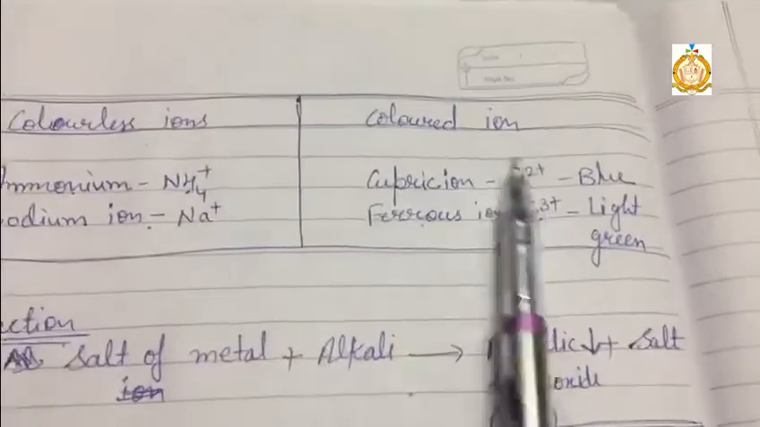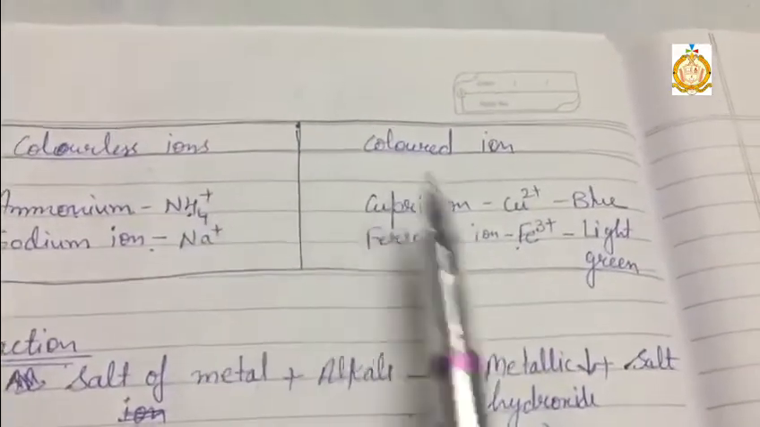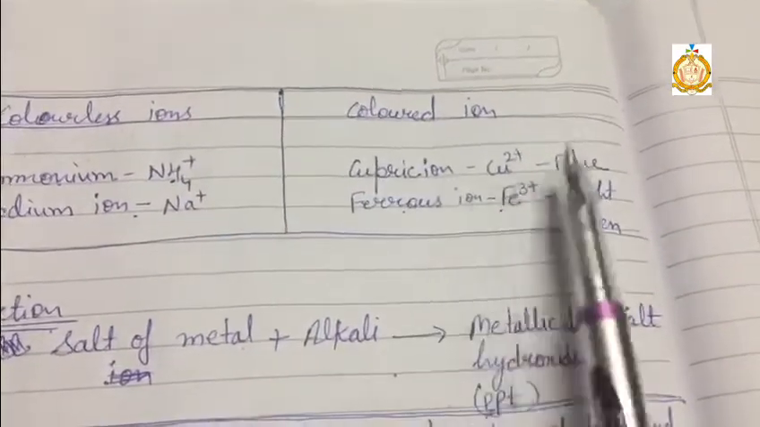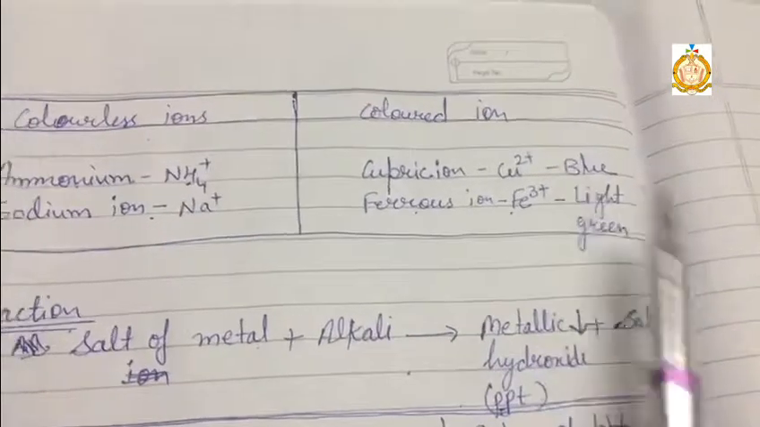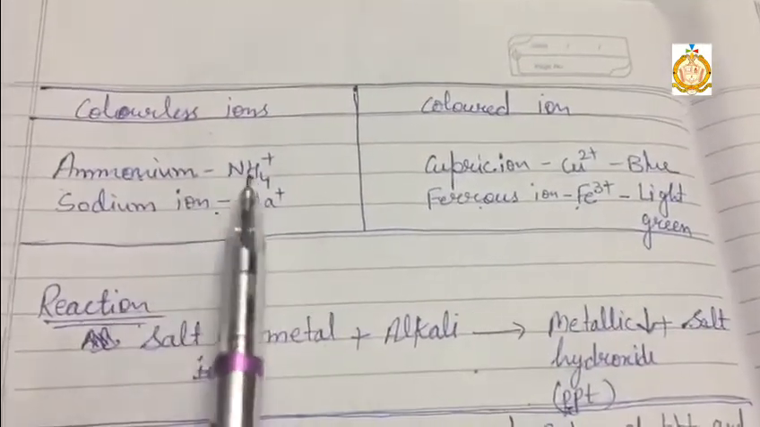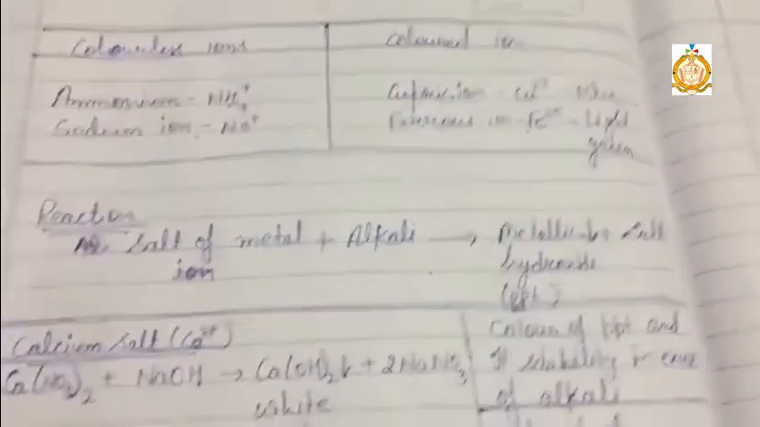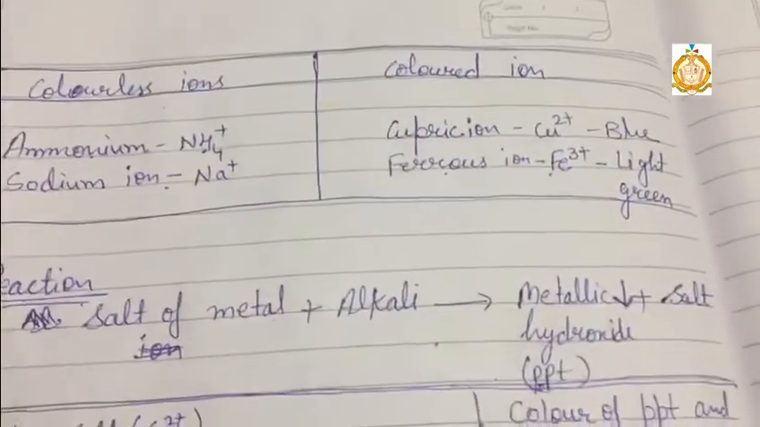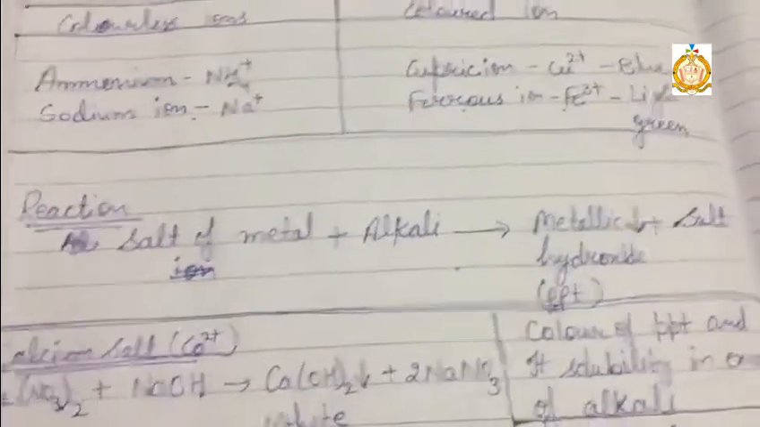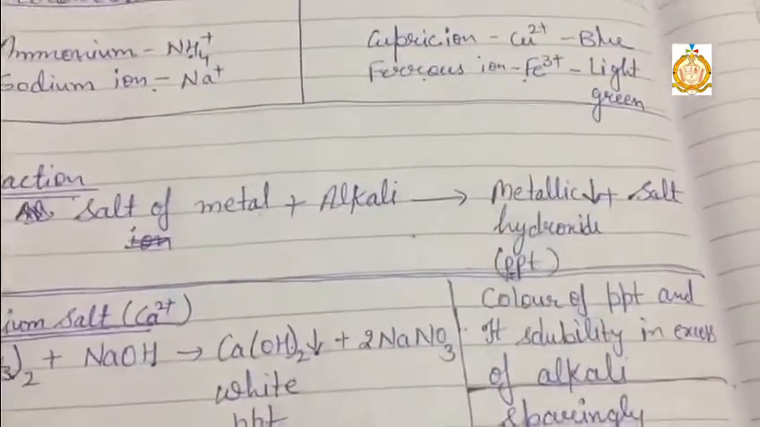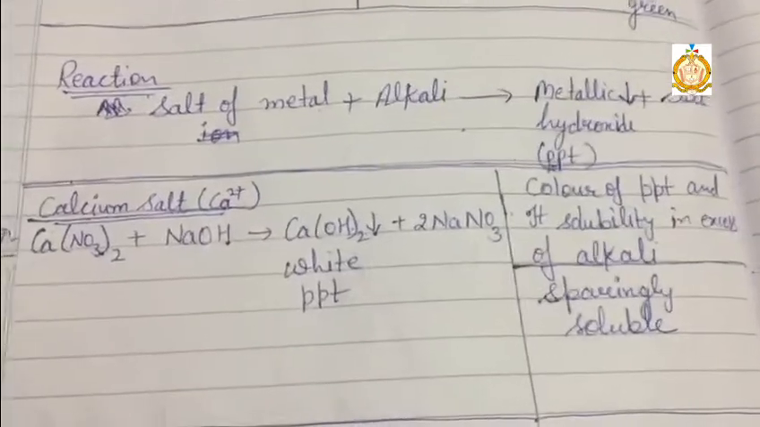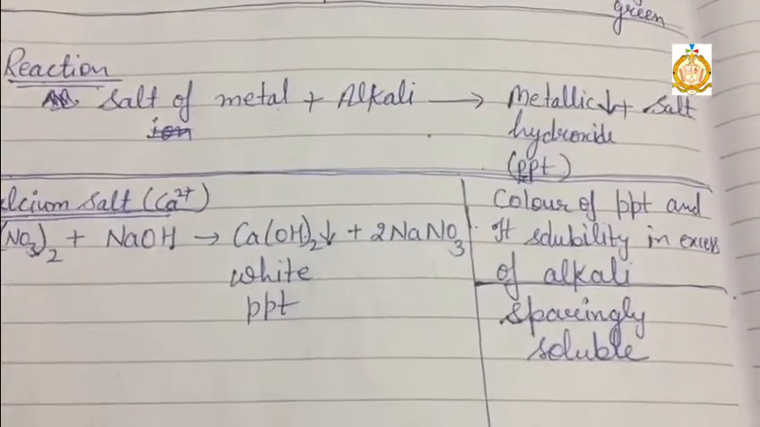On page number 64, many examples of these colorless and colored ions are given. Tables are made on page 64. You have to learn these colors. Cupric ion, blue; ferrous, light green; ammonium ion, white, colorless; sodium ion, colorless. Similarly, a negative ion radical table is also given on page 64. Next, from the further reactions, you will learn about qualitative analysis.